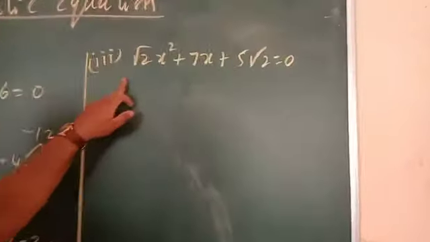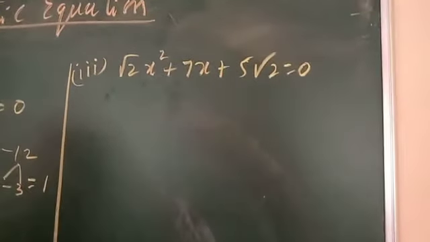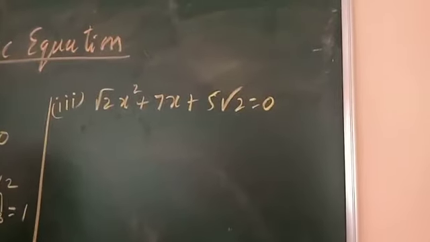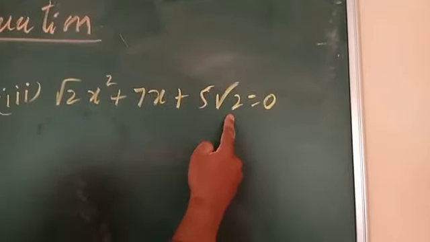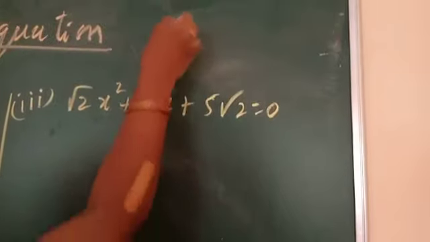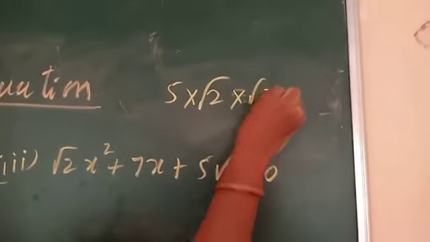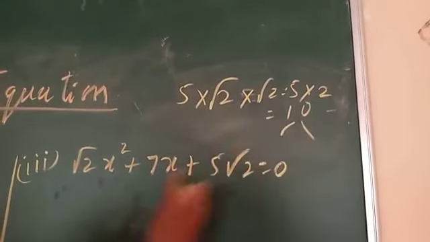Okay, let me see another example here. It's root 2 x square plus 7x plus 5 root 2. How to solve? Whenever root is there, you will feel it is very difficult, but it is very easy to do. You know, same way root 2 into 5 root 2. 5 root 2 into root 2: 5 2s are 10, because root 2 into root 2 will become 2, so 5 into 2. So 10. So you should get 10 now and the middle term is 7.